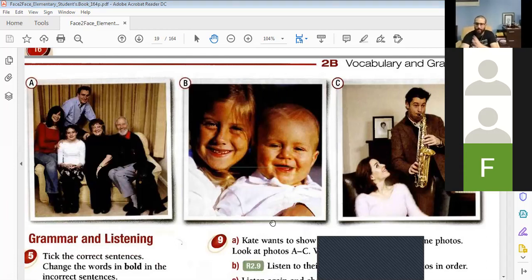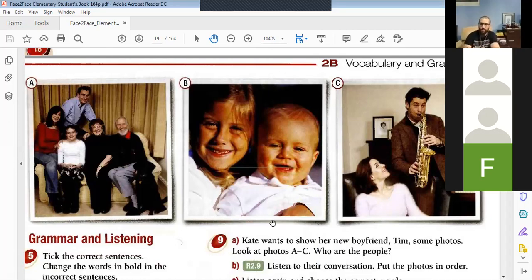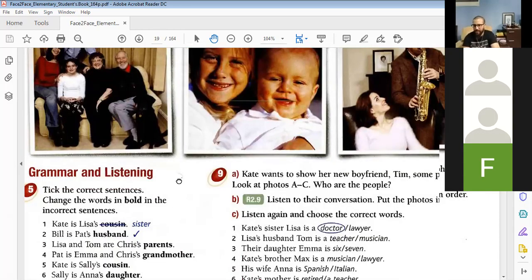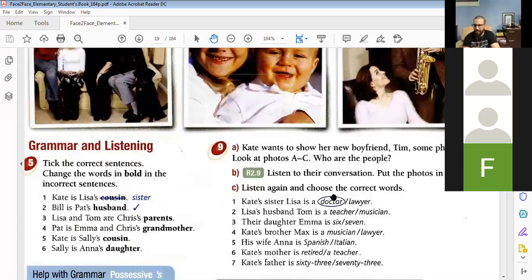So let's talk about the order. What's the first photo they talked about? C. Correct. Yeah, they talked about C. Next photo? B. Okay. And of course, the last one is photo A. Now let's try to answer part C. Let's choose the correct word. And after that, we can listen again to check, okay?